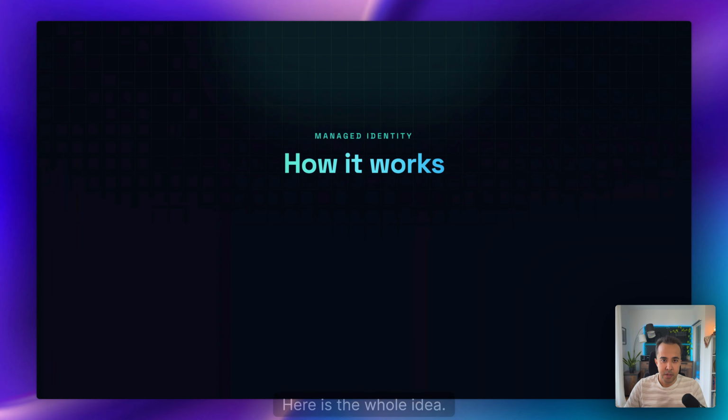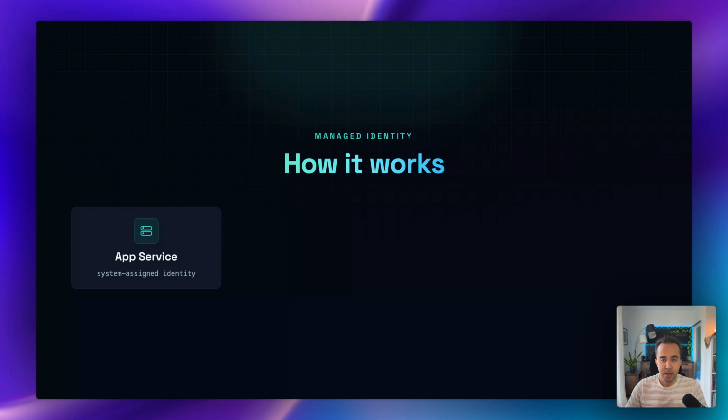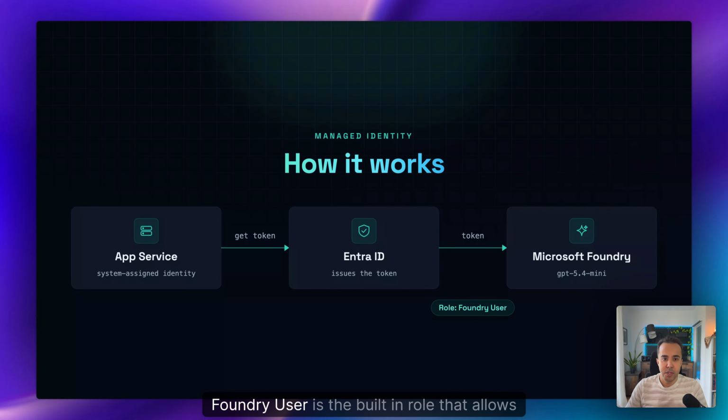Here is the whole idea. Our API runs on app service with a system assigned managed identity. Think of it like a service account that Azure manages. No password, no key. When the app wants to call the model, it gets a token from Entra ID. Entra ID checks, does this identity have the Foundry User role on this resource? Foundry User is the built-in role that allows calling the models and nothing else. No key in this picture, and every call is connected to an identity. You can see in the logs exactly who called what.